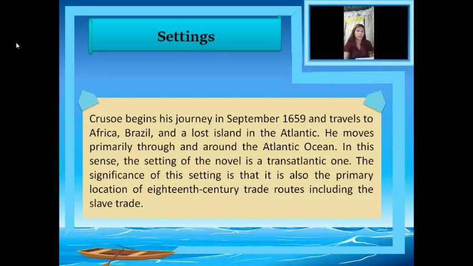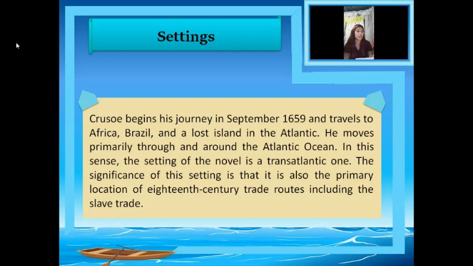So to make it clear and to end this video report, the setting of Robinson Crusoe begins his journey in September 1659 and travels to Africa, Brazil, and a lost island in the Atlantic. He moves primarily around the Atlantic Ocean.